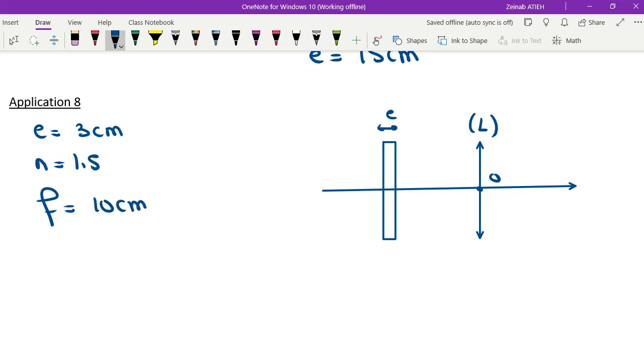F is positive. Now, the problem says the plate is 2 centimeters away from the lens. The position of the plate does not affect the image of the plate, because the distance AA1 for the plate, AA1 equals E times 1 minus 1 over n, is not related to the position of the plate. So usually the distance between the plate and the lens does not affect the answer. Let's start finding the image focus F prime. We treat things as usual.